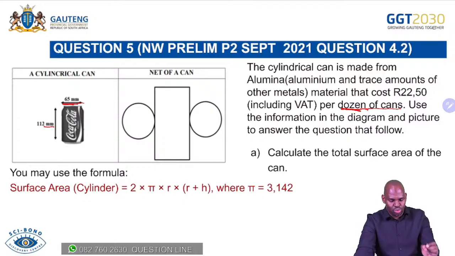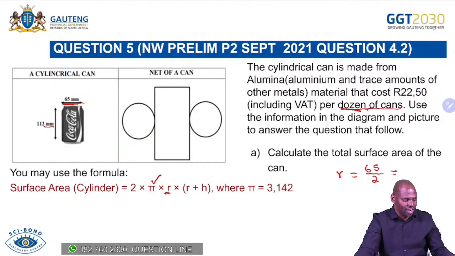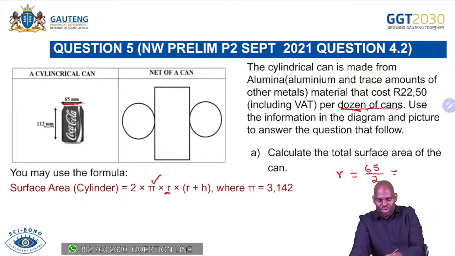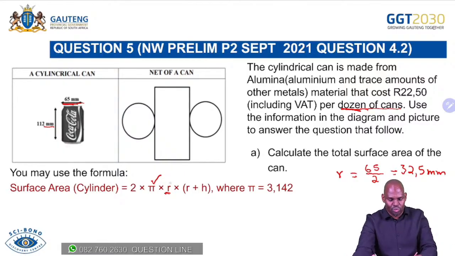Let's check what we have to substitute. The value of pi, 3.142, is given. Do we know the radius? No, we don't have the radius, but we've got the diameter. So how do we get our radius? Radius is diameter divided by 2, so it's 65 divided by 2. On your calculator, you get 32.5 millimeters.